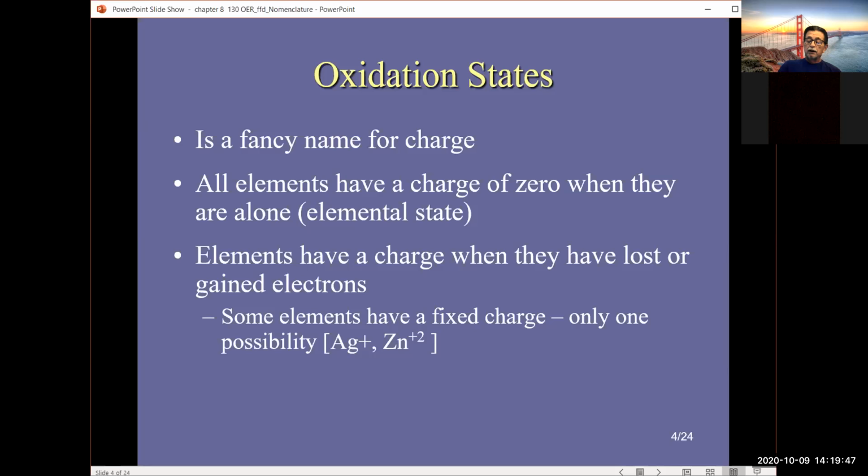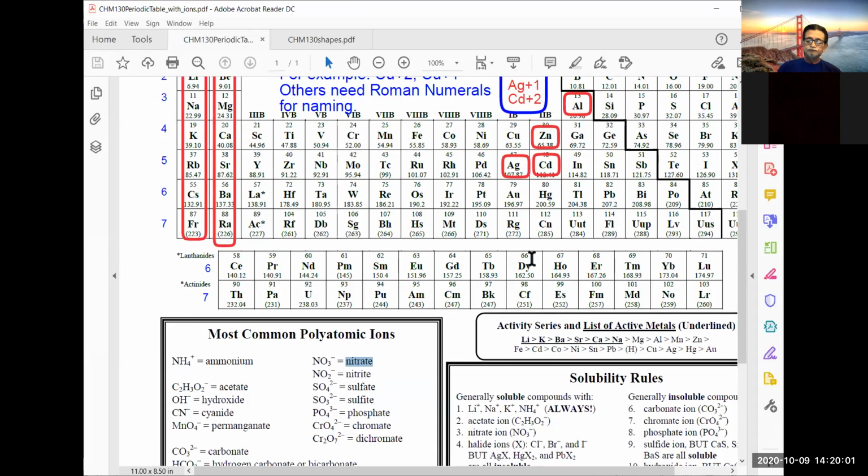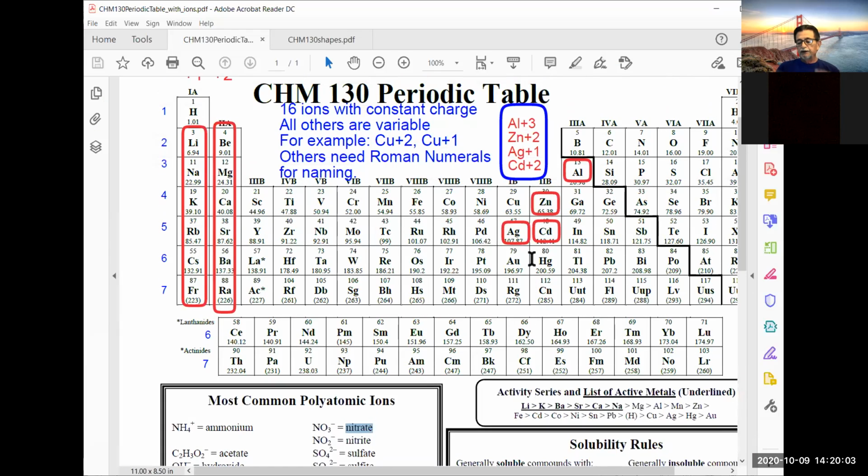Now, there are 16 elements that have a constant or a fixed charge. So if you have your periodic table, you may want to mark these. There's 16, I call them the sweet 16. Everybody in group 1, starting with lithium, down the column, when they become ionic, will always have a +1 charge 100% of the time. Their charge will not vary. I'll explain what I mean by vary in a minute.